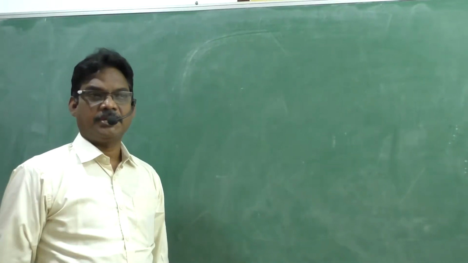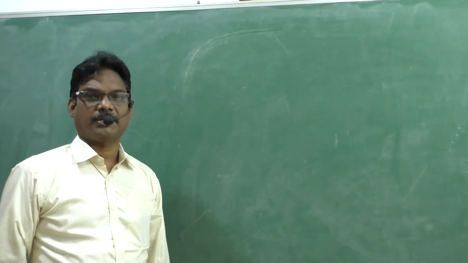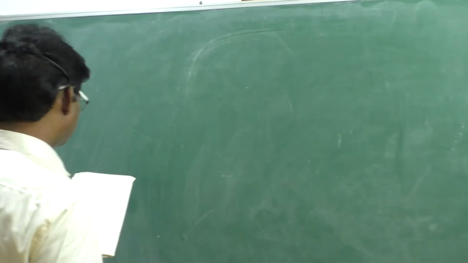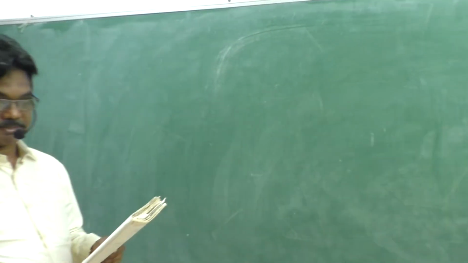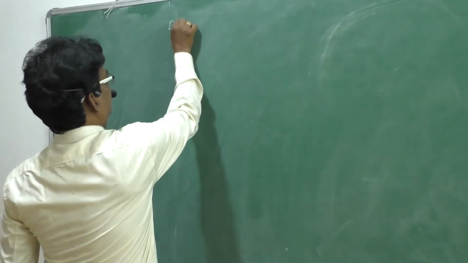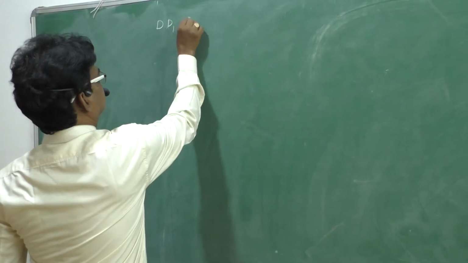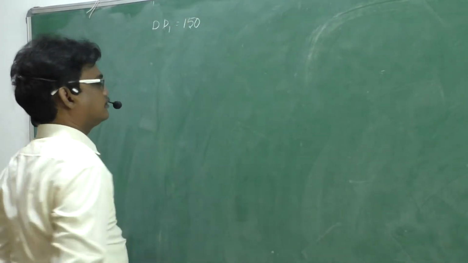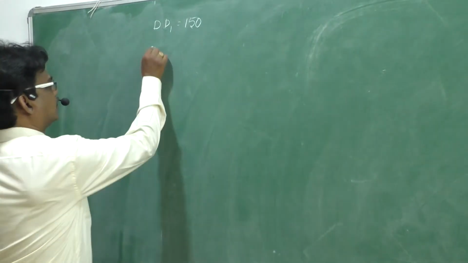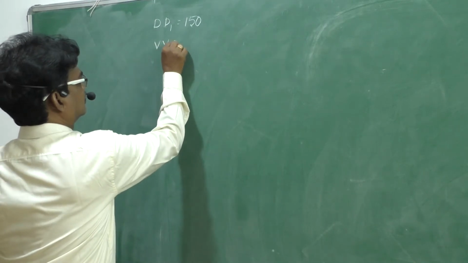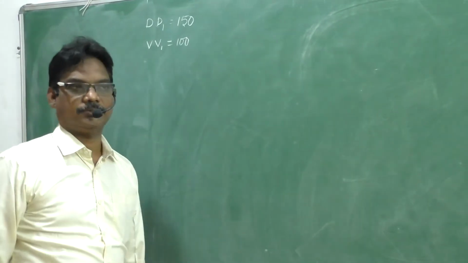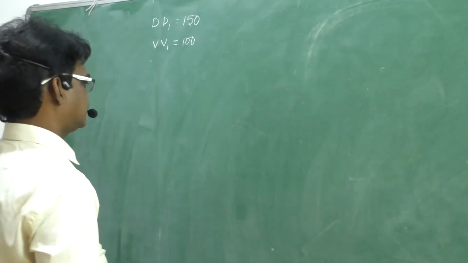Now we will see a typical problem to draw the ellipse. Note down that problem. The distance between directrix, we can say D1 directrix is 150 mm, and the distance between two vertices are 100 mm, V1 100 mm. Draw the ellipse. Here the distance between directrix is given.